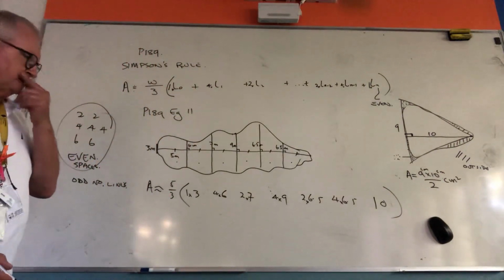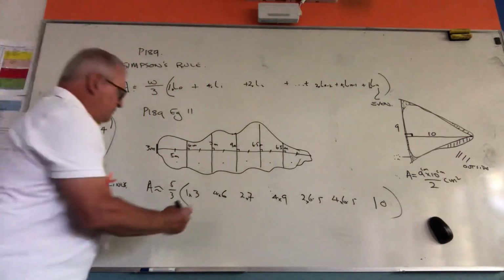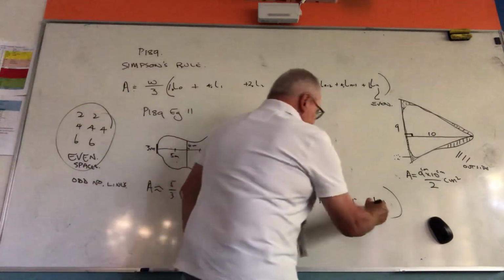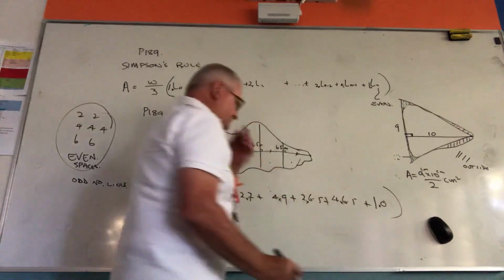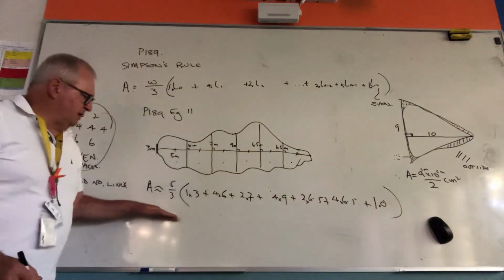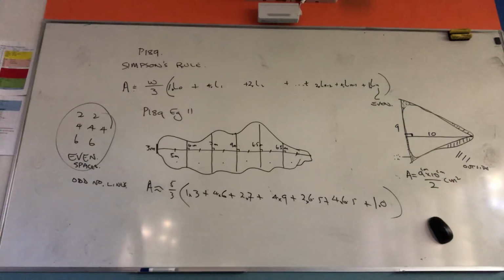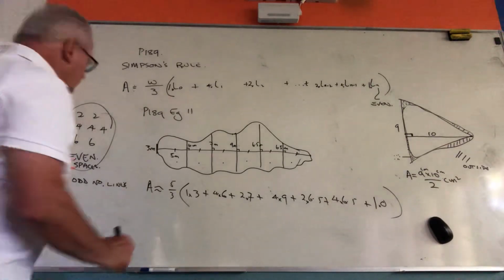Okay? Now what do we do with those numbers? We add them up. So you just put that entire thing in your calculator, work it out in one hit, and you should get about 200 metres squared.